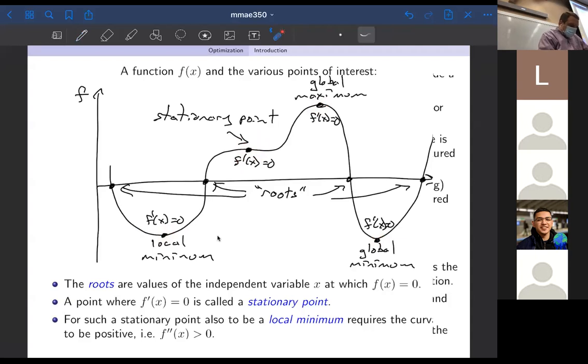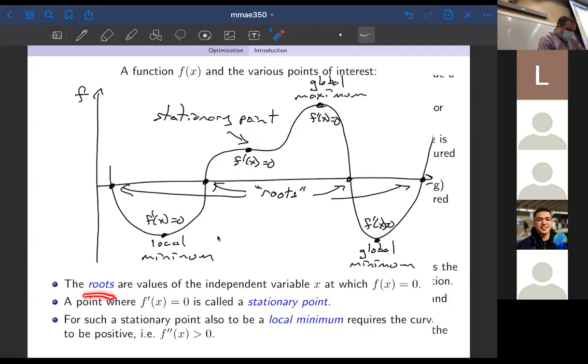So from an optimization point, I don't actually care about this point right here. Even though it does satisfy f prime of x equal to 0, I don't care about it because it's not a minimum or a maximum. Therefore, it's not an optimal solution of my problem in general. So what I'm really looking for is these points, which again requires me to check the curvature, the second derivatives. So that's what all this is down here.